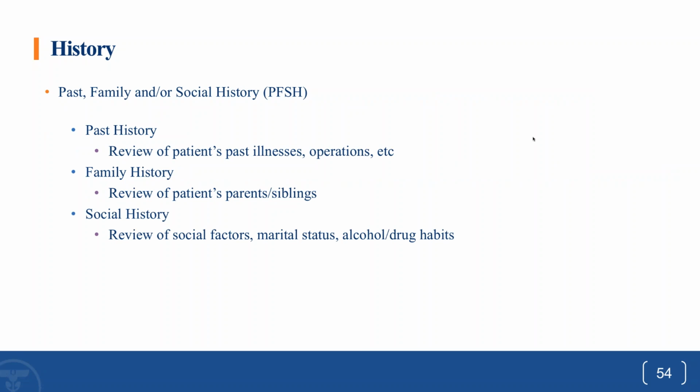Okay. The last part of your history, right, is called the PFSH, and that stands for past family social history. Okay. That's also on page 7. So what's your first part of the history? That's going to be getting your HPI, right? That's your first step. What's your second part of the history? We got to look for my review of systems, right? What's the last part of my history? I got to get my PFSH, right?